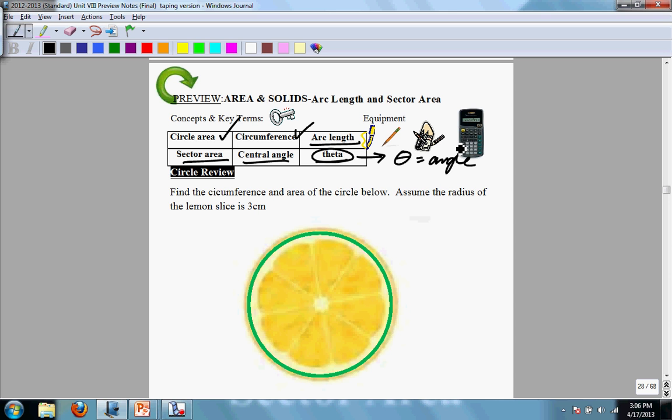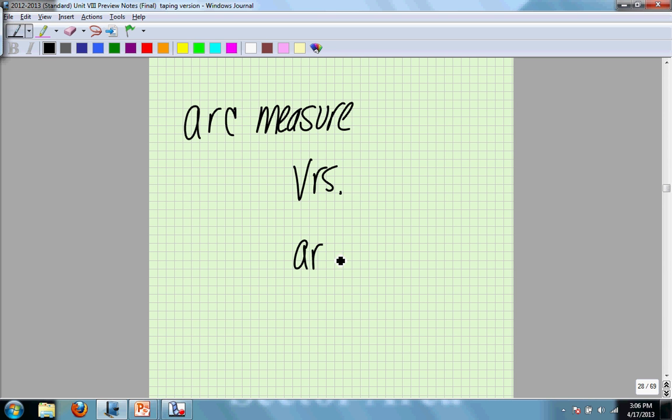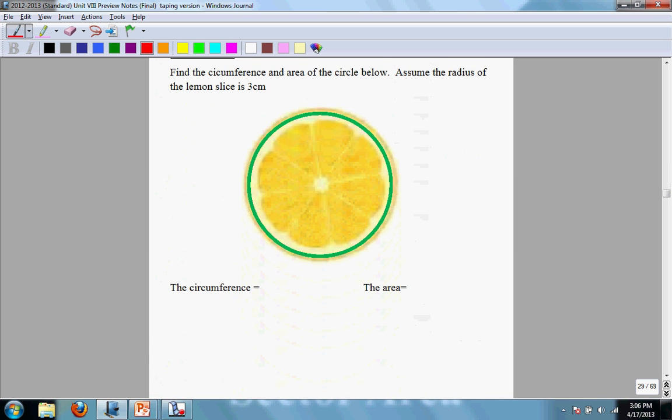By the end of the next 20 some odd minutes, this is the most important thing: you have to be able to explain the difference between arc measure versus arc length. This is absolutely critical. These two terms are not interchangeable. We're going to come back to that. Make sure you know the difference between arc measure and arc length.